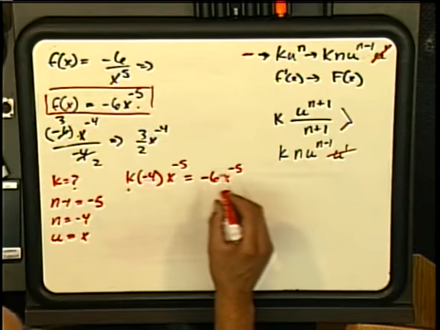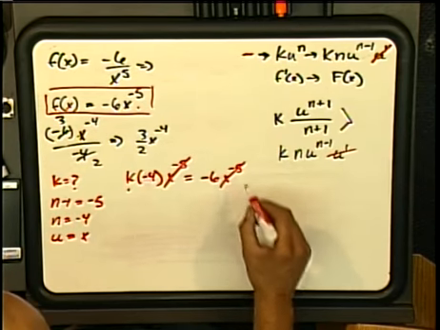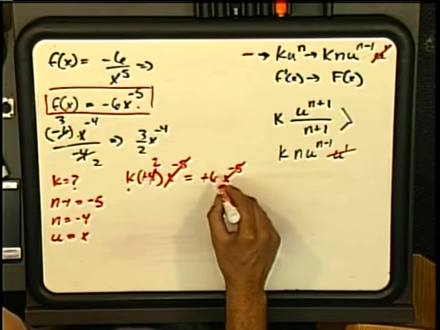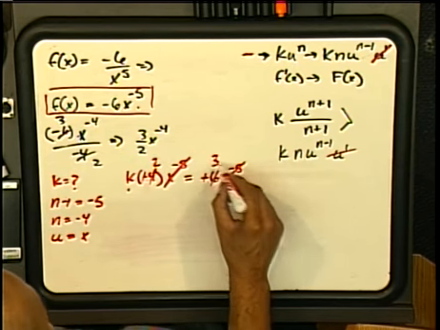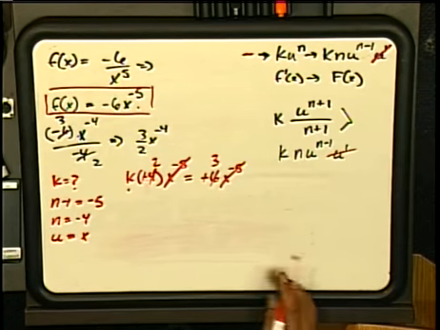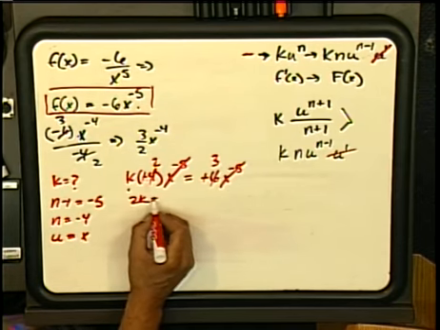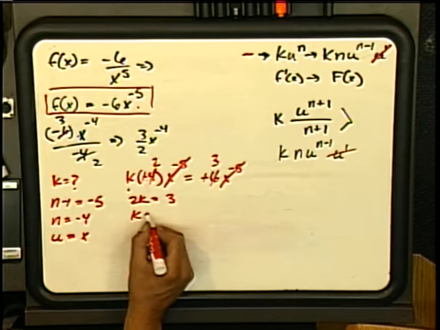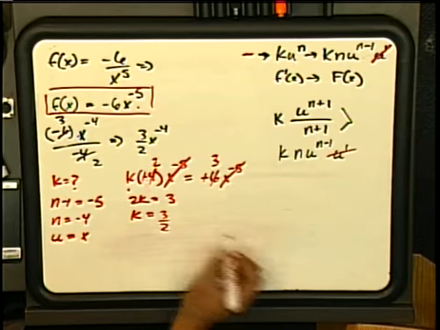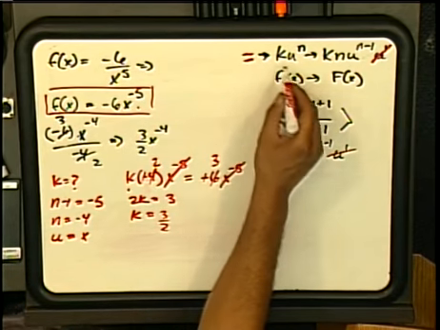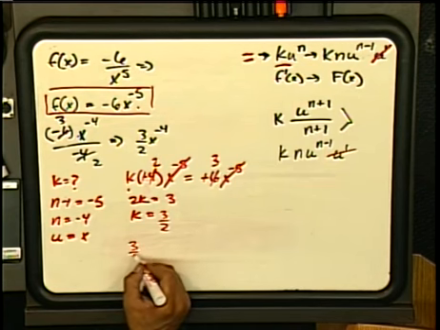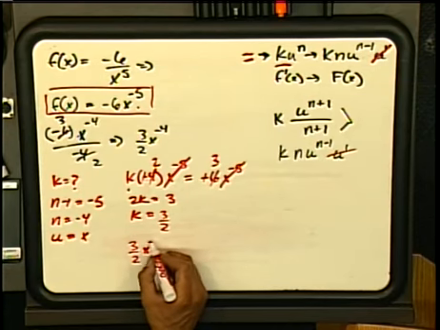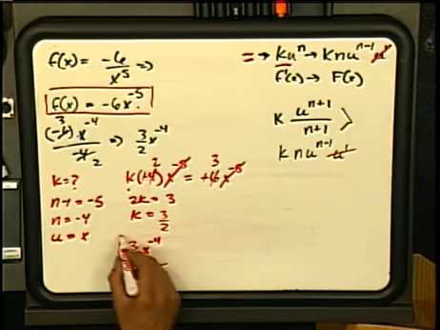Find k. X to the negative fifth cancels. Negatives cancel. You're left with 2 and a 3. So you could say 2k equals 3. Or k equals 3 over 2. Plug that back into this part. 3 over 2 x to the negative fourth. That's the same thing.